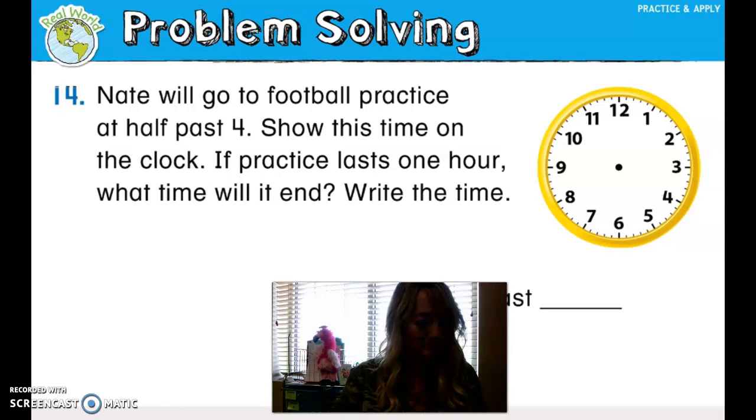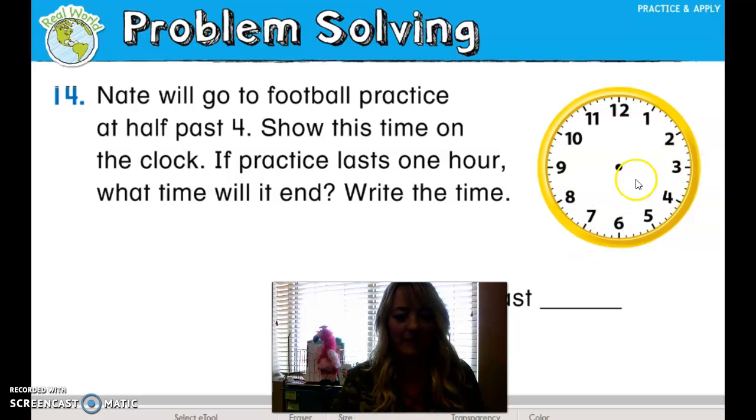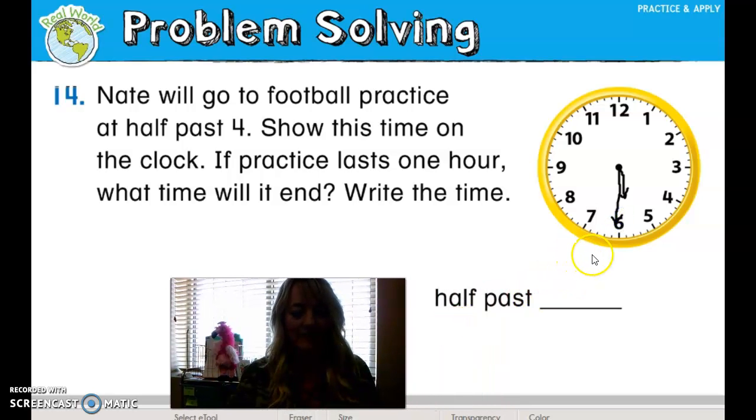5:30. So let's use our writing tools and we'll write our hour hand between the 5 and the 6 because it's 5:30, not quite 6. And then our minute hand will go straight down to the 6. And then we will say he gets finished with football practice at 5:30. Okay, great job.